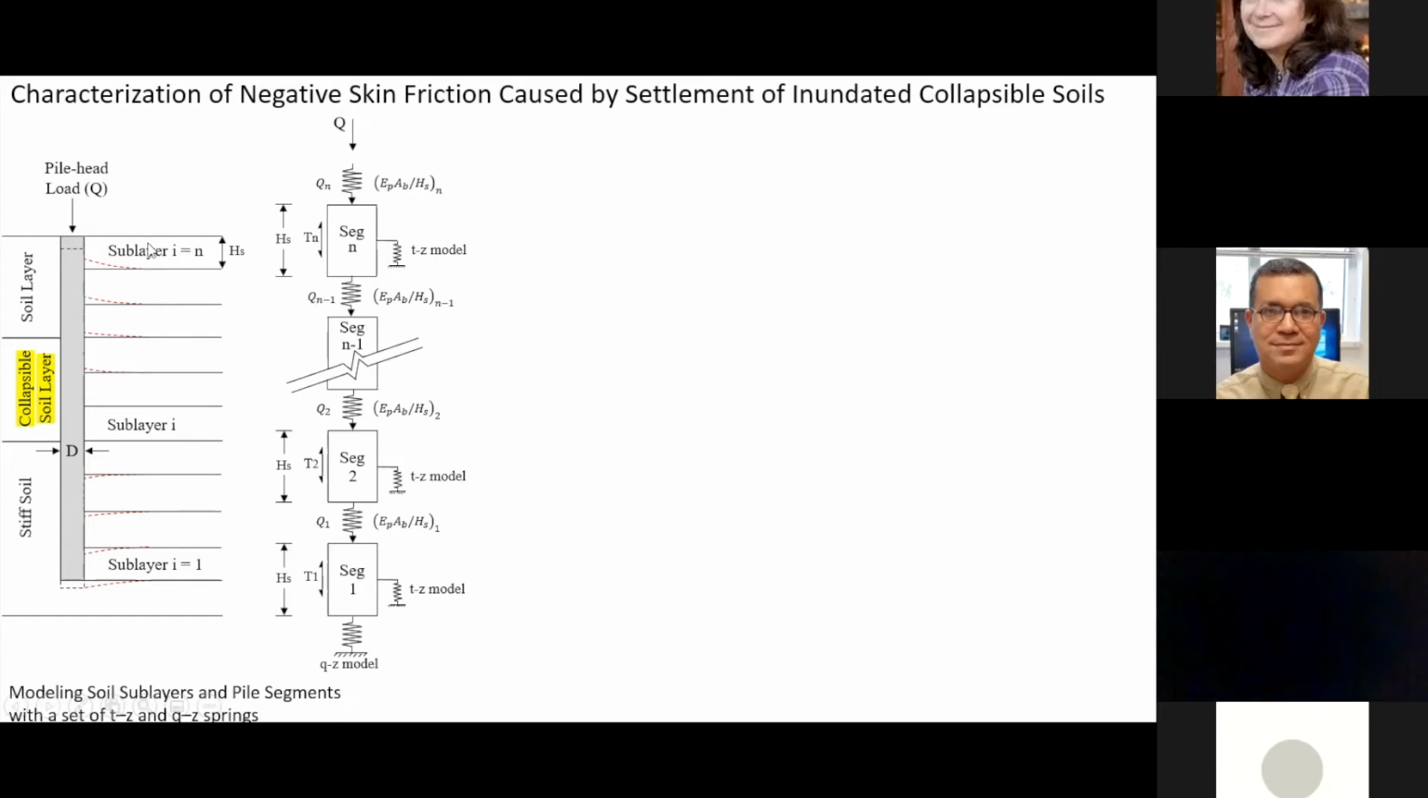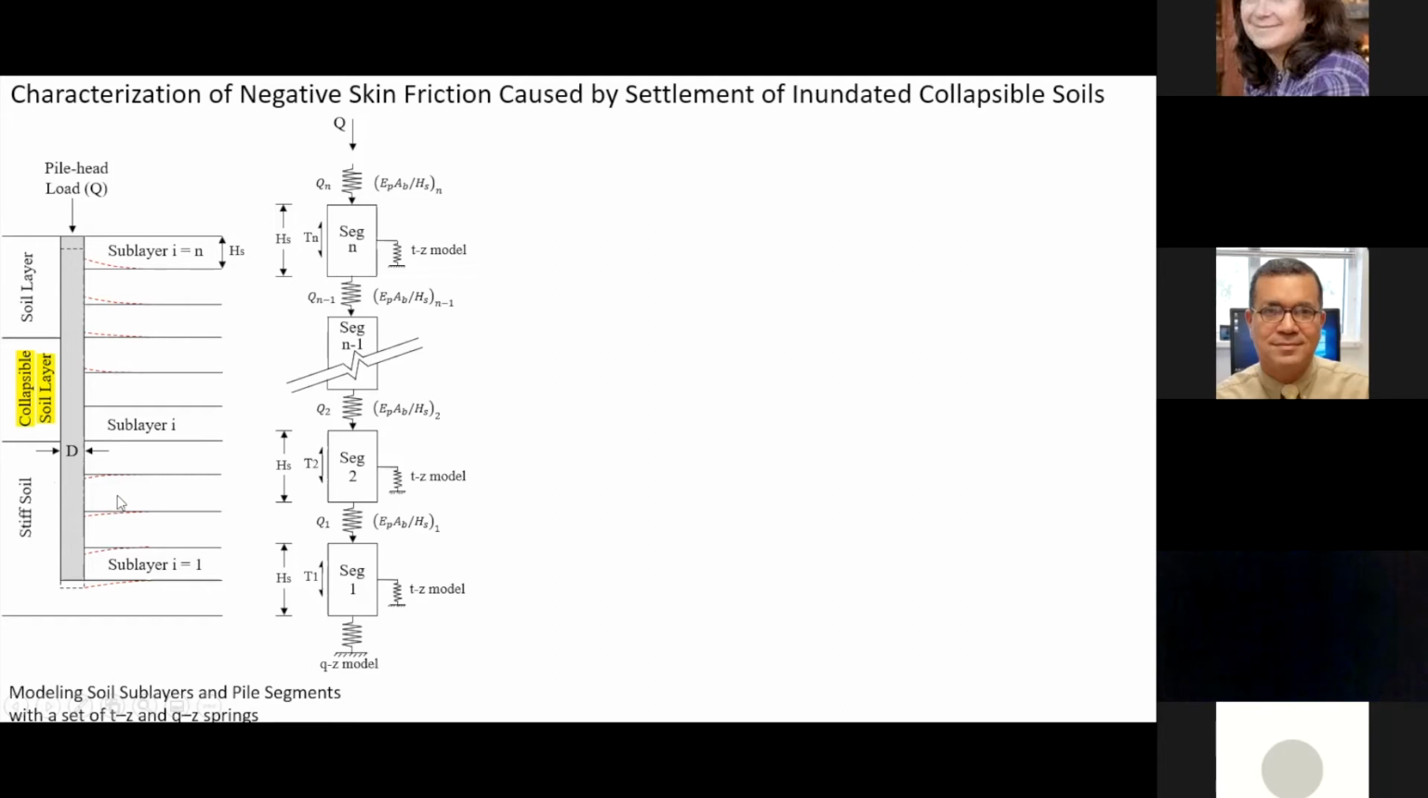So what happened is that as long as these soil sublayers are settling more than the pile, look here, this means that they are going to create negative skin friction. And it's going to decrease with depth until I reach a point where the situation is going to be reversed. How reversed? The pile is going to be settling more than the soil. In this case, I'm going to have positive skin friction.